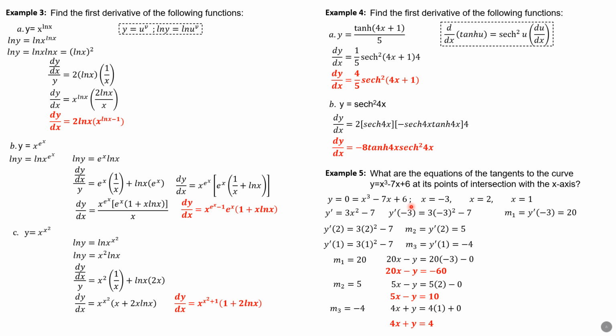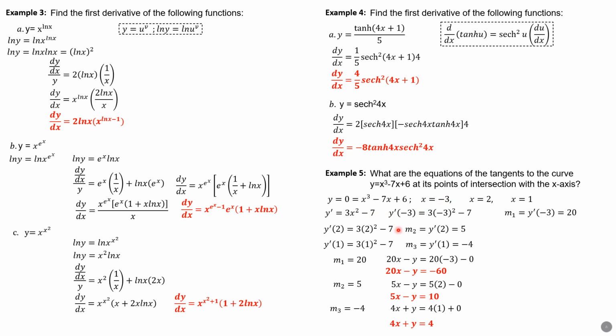Without the calculator, you have to apply trial and error by synthetic division, but you have your calculator there. In fact, it can find roots even for quartic functions. This is just cubic. So the roots are x is negative 3, x is 2, and x is 1. So derivative y prime, or slope, is 3x squared minus 7.